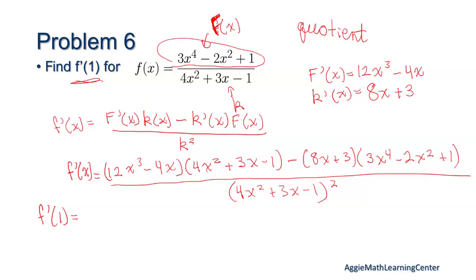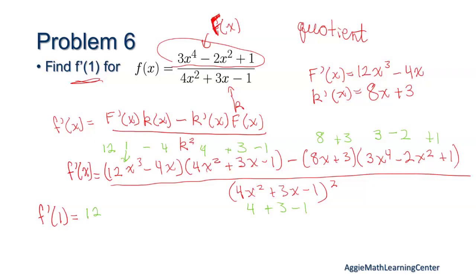Alright, so if we were to plug in 1 right here, this would just be 12. So it would be 12 minus 4. This would be 4 plus 3 minus 1. This would be 8 plus 3. 3 minus 2 plus 1. This bottom would be 4 plus 3 minus 1.